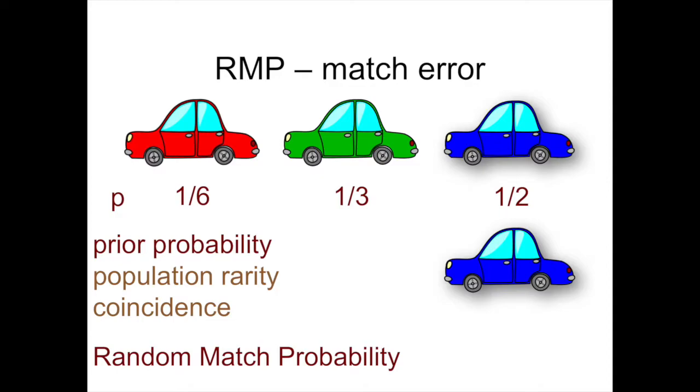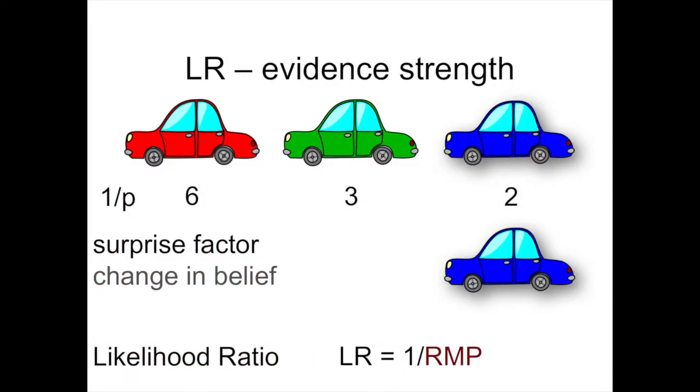So this gives us a sense of how rare these different types are, what the chance of a coincidence might be. And this is the notion of, with a perfect match, that there's a random match probability. What's the chance that you saw this by coincidence? Well, in that perfect world, we can now move to a likelihood ratio, which in this perfect case is just the reciprocal, 1 over the random match probability. What the likelihood ratio is telling us is something about the strength of evidence. It's a surprise factor.